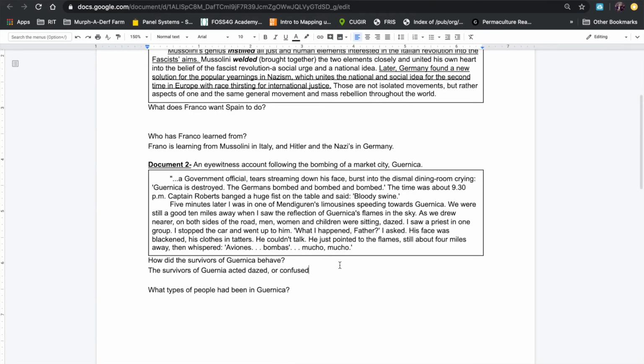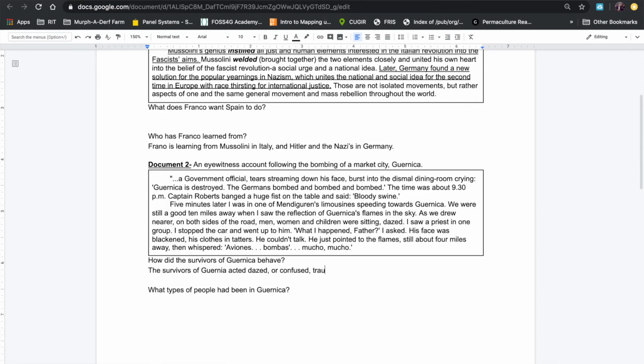The survivors of Guernica acted dazed or confused. Almost like they were traumatized. Now, this document didn't say traumatized, but the way I'm looking at this, I'm like, yo, that dude's traumatized. So I'm just going to write traumatized. And I don't know how to spell traumatized. I'm going to get a little red squiggly line, but if you don't know how to spell something, whoever is grading your exam on the Regents, as long as you get it close enough, they're going to know what you're talking about, all right? It's a history test, not a spelling test.